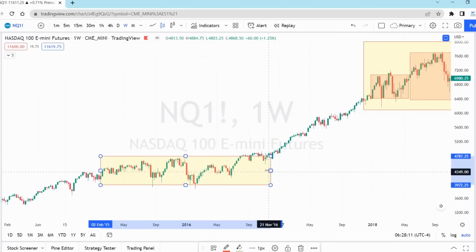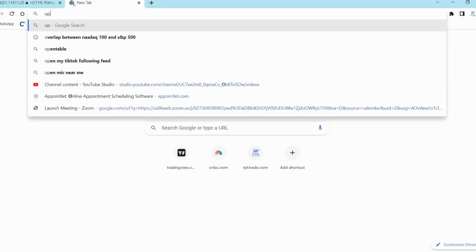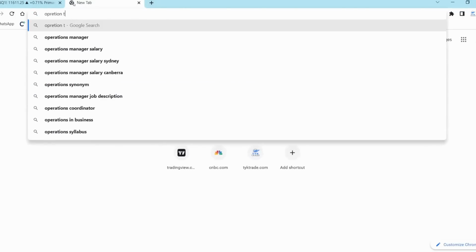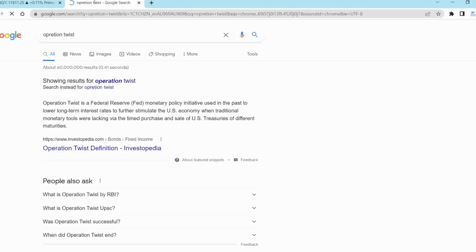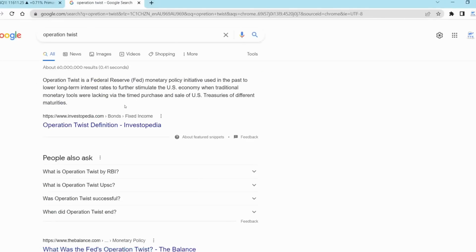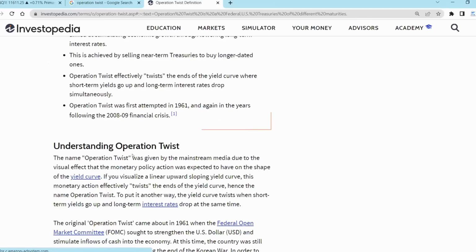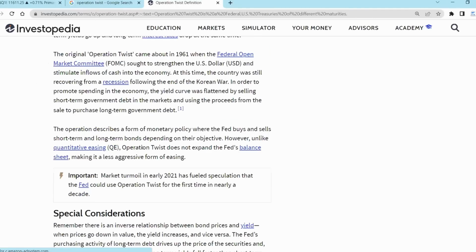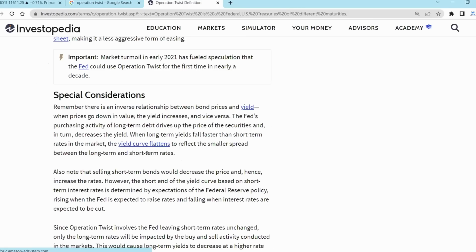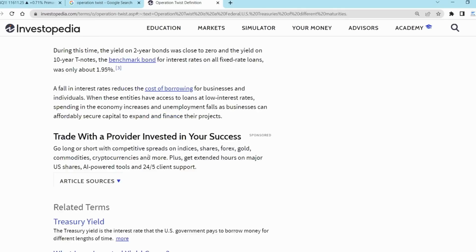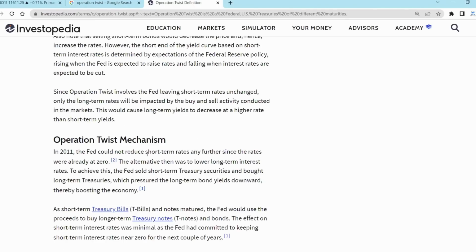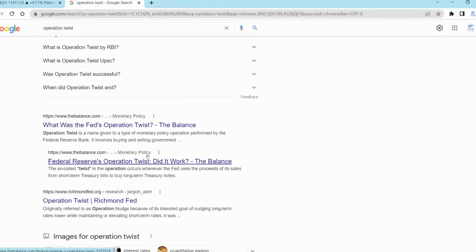So do a Google on Operation Twist, and let's see what dates come up there. Operation Twist was when the Fed had to unwind. They tried to unwind unsuccessfully. Yeah, what dates do you have there? It's not giving the dates. Okay, put date in the Google search.